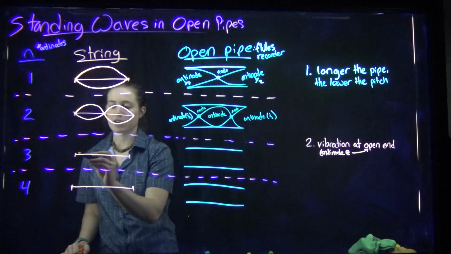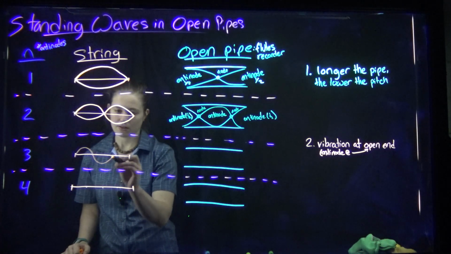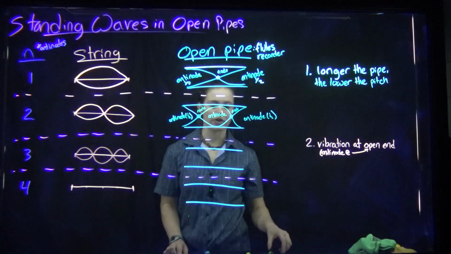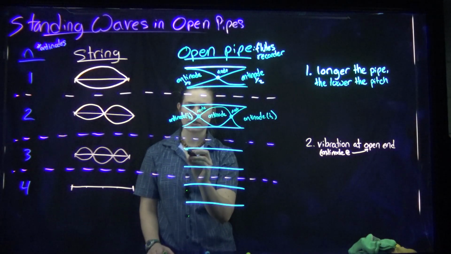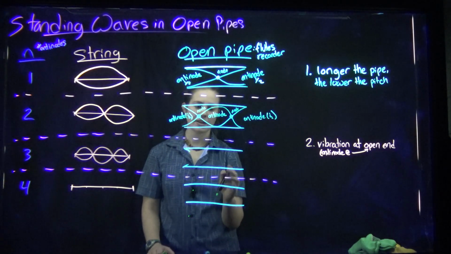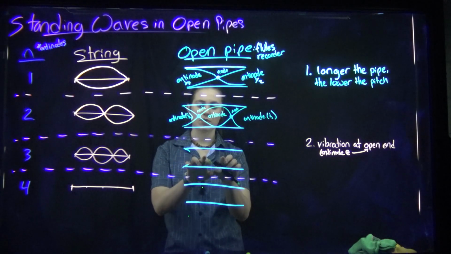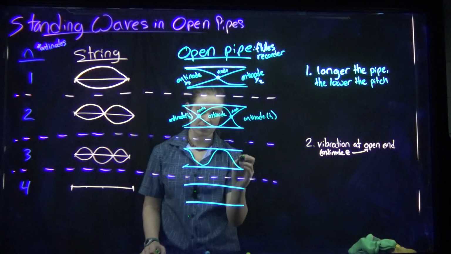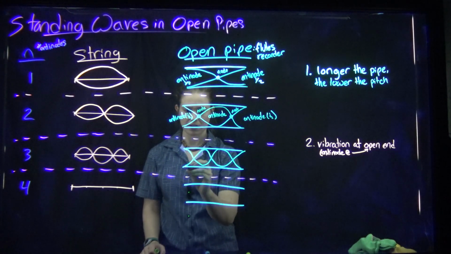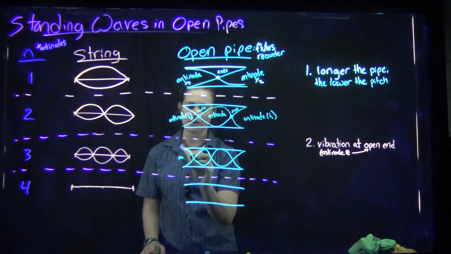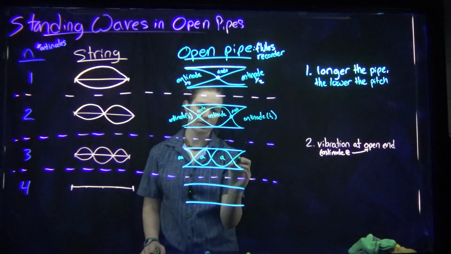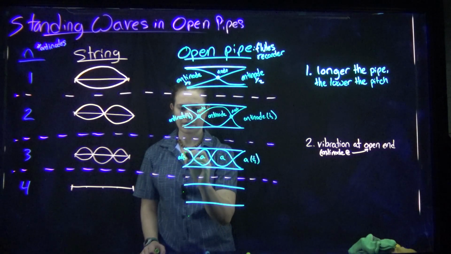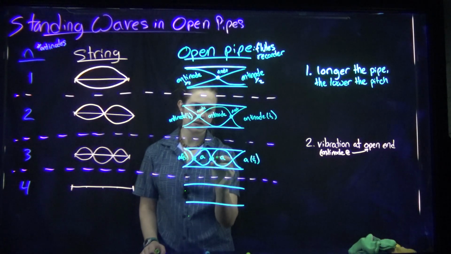For the third harmonic, we've got 3 antinodes. We come over to our pipe. We've still got antinodes here, so those are going to be 1. And then we're going to need 2 in the center. Something like that, with an antinode, and then nodes here.